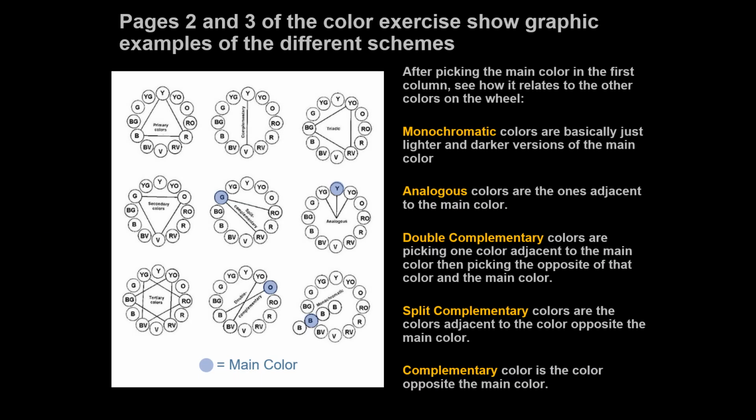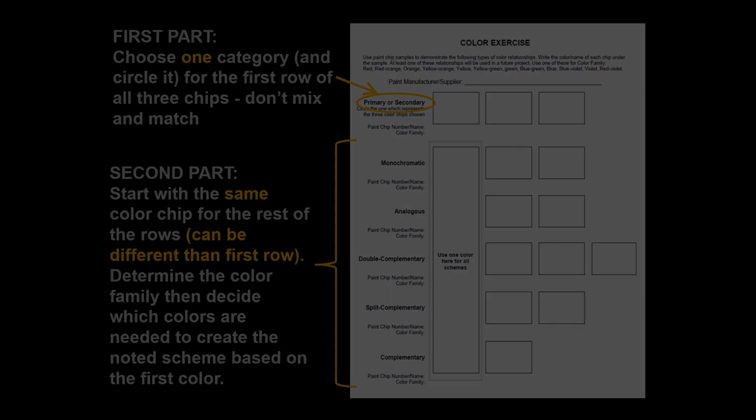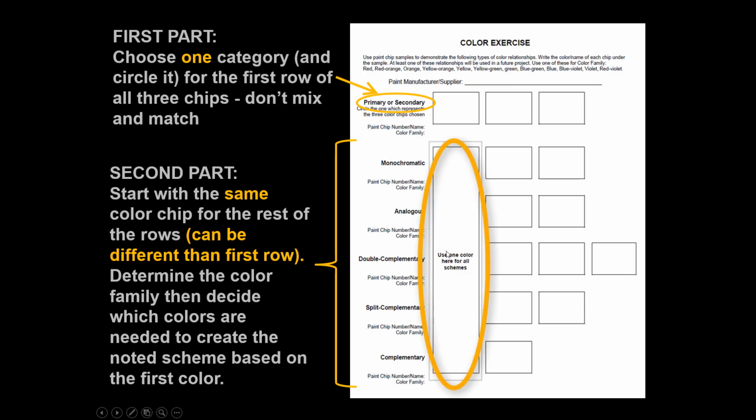Pages 2 and 3 show graphic examples of the different types of schemes. That's why I said you don't have to print them out if you know them, or if you can go to them on your phone easily. But you start with a color, and the one thing you have to always think about is, what is the main color? Let's go back. What is this main color that's going to happen to everyone?